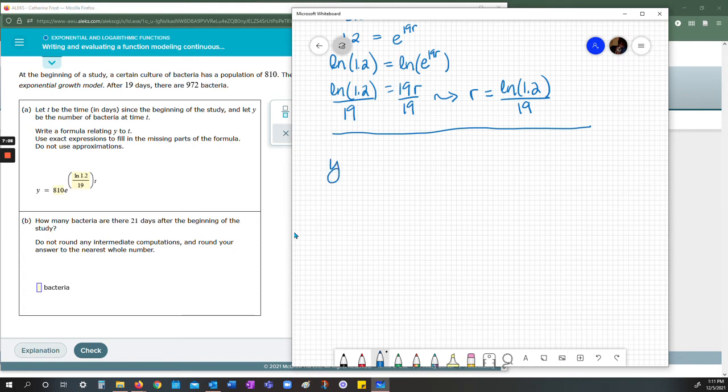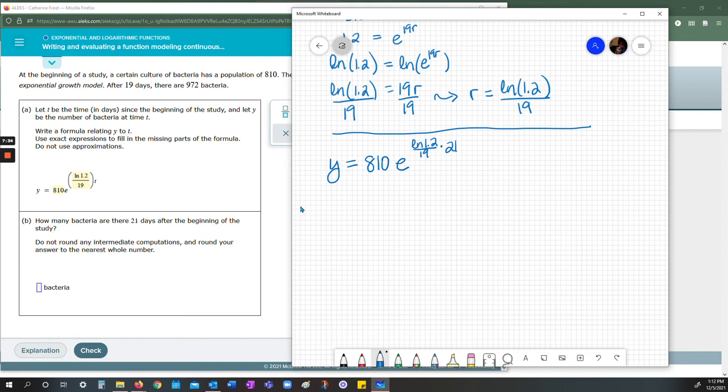So we are going to plug into this thing. So y equals 810 times e to this awful expression, I guess it's not that bad, times t is 21. So e to the natural log of 1.2 divided by 19 times 21.